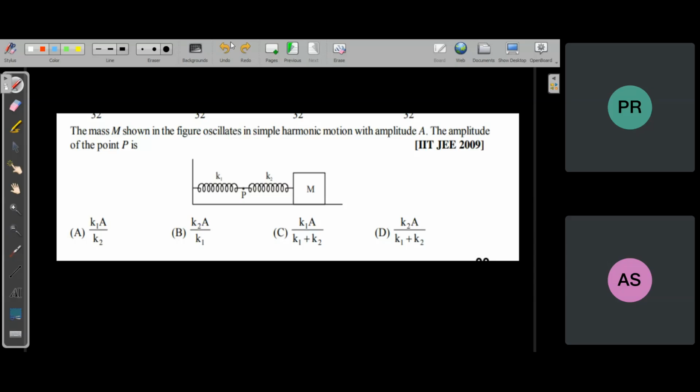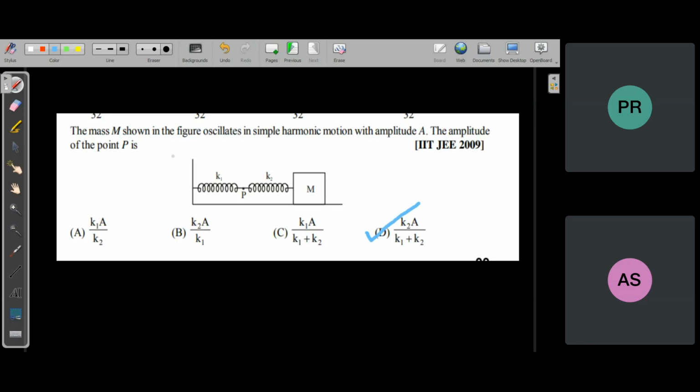Are you trying? Are you getting? So option D, sir. Option D you are getting. So, D option, right? Yes, D you are getting. Can you explain the process, what you did?